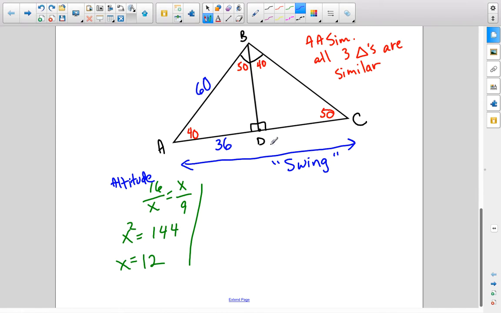Let's call this whole line we're looking for, that's the X we're looking for. So hypotenuse is to leg as hypotenuse is to leg. Notice how I'm swinging. I'm going to the left and then I'm coming back. Hypotenuse of the big triangle is to leg of the big triangle as hypotenuse of the little triangle is to its leg.